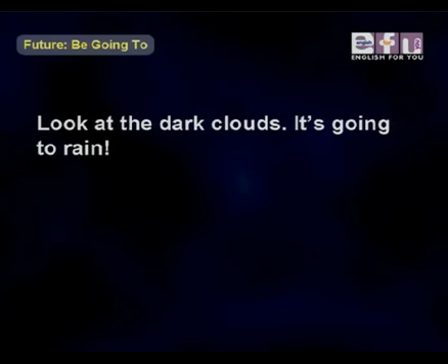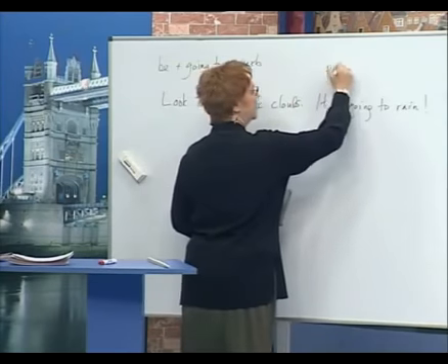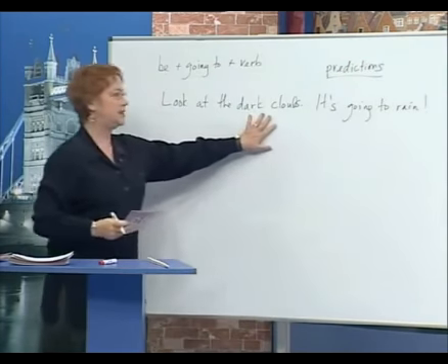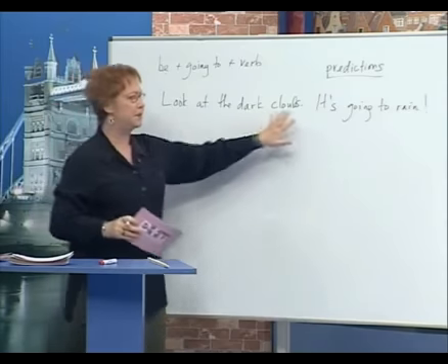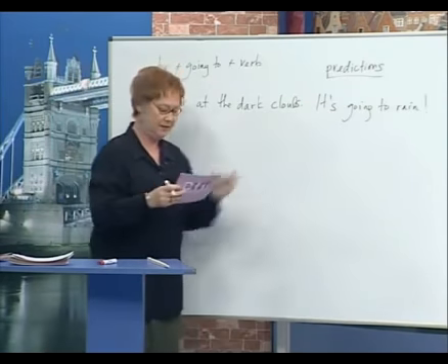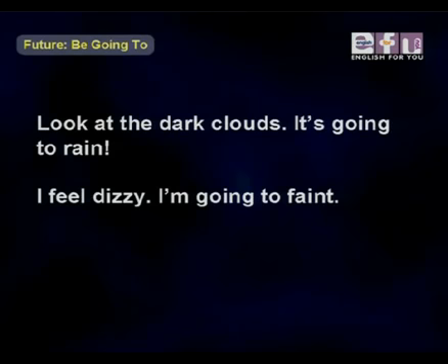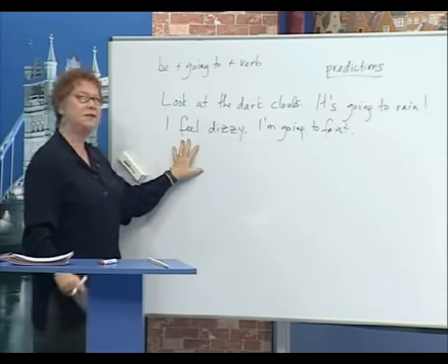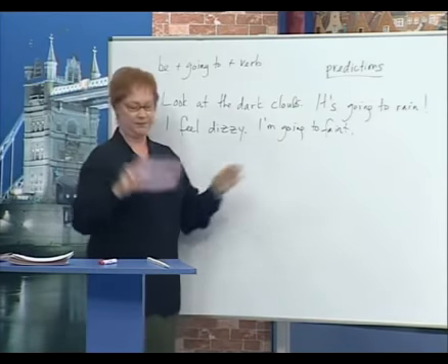It's going to rain. Okay, these are predictions. You see dark clouds, you think, it's going to rain. Okay? Another example. I feel dizzy. I'm going to faint. Okay? This is the prediction. I feel dizzy. I'm going to faint.